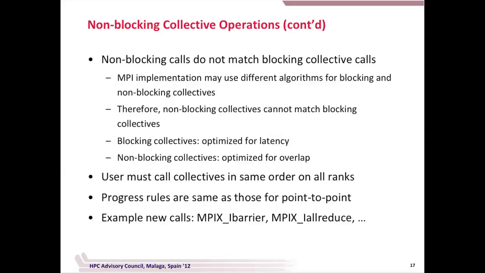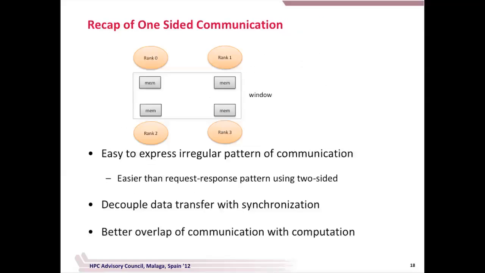And then users must also call collectives in the same order on all ranks. There are some progress rules. These are important for the library designers. As end users, you need not focus a lot on these. You can just call from your application semantics like MPI_Ibarrier or MPI_Ibcast. Just like in point-to-point, where you have an Isend and an Irecv, which are non-blocking send and non-blocking receive, similar semantics have been given for non-blocking collectives.